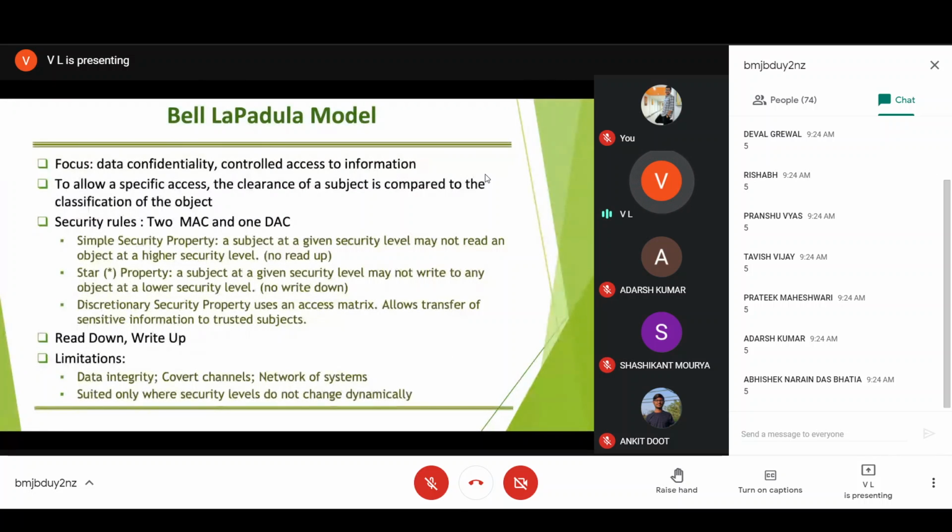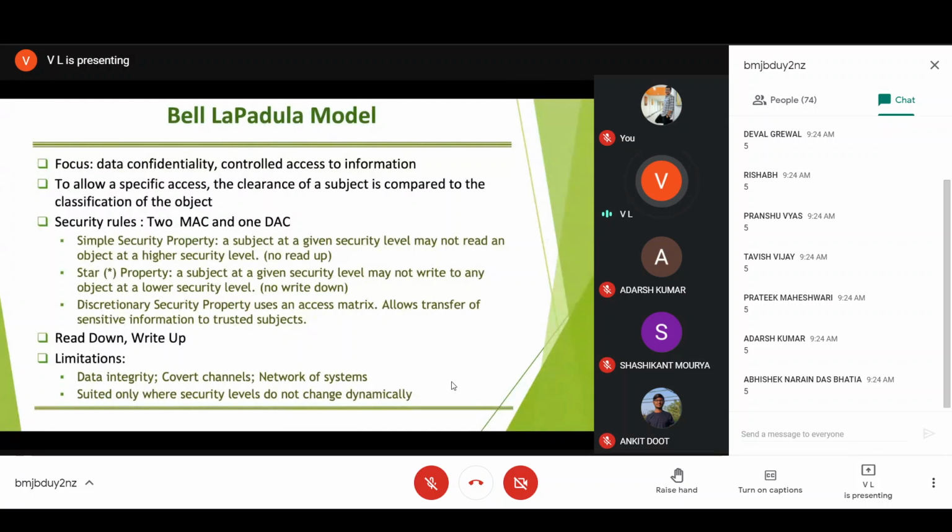Now, second thing is a subject at a given security level may not write to any object at a lower security level. So it means a person who has got a higher clearance should not accidentally write something on a document which has to be passed on to a person not having that security clearance, which can have an indirect leakage of the information. So this is no write down. So they should not be allowed.